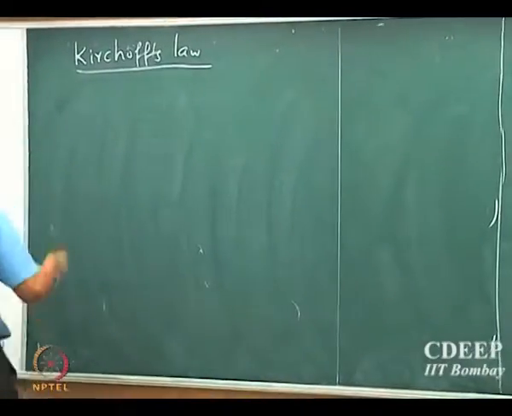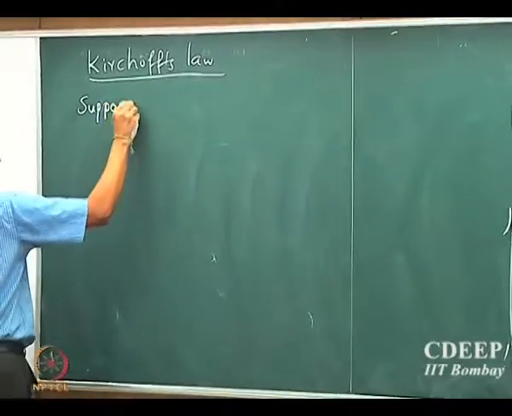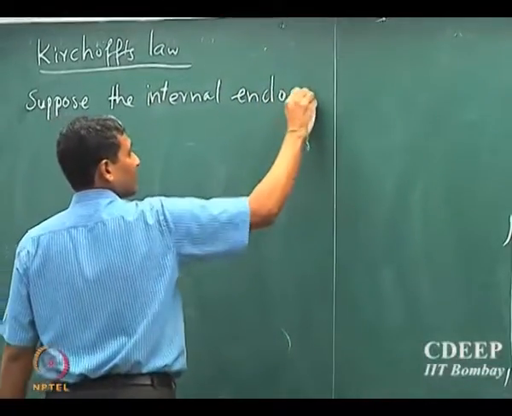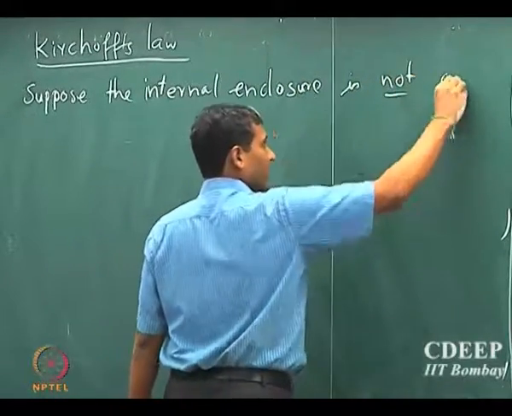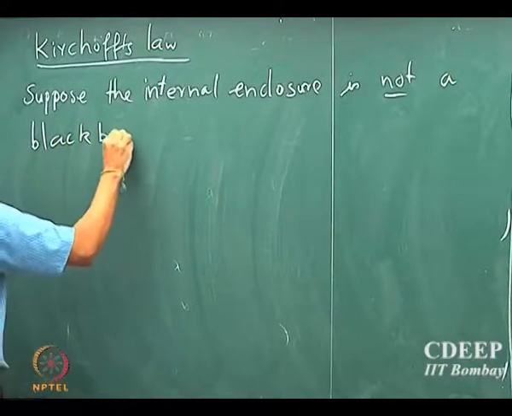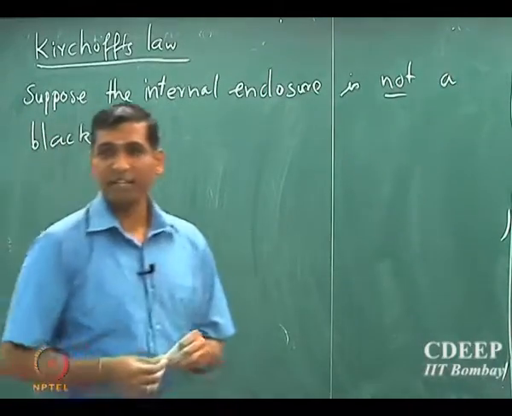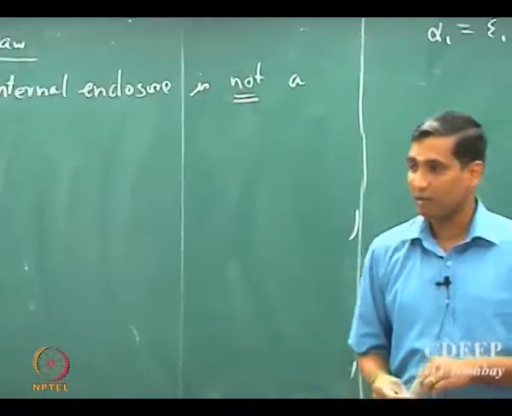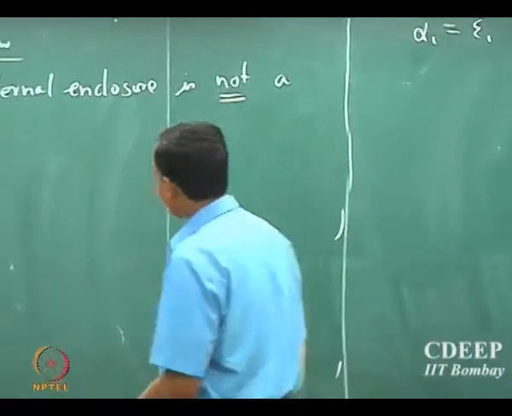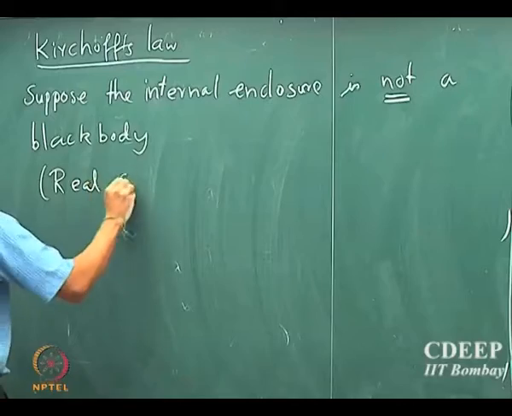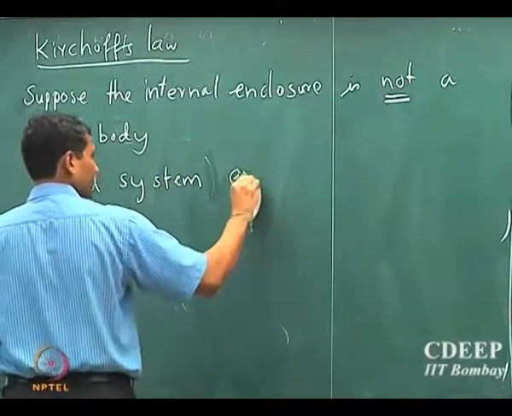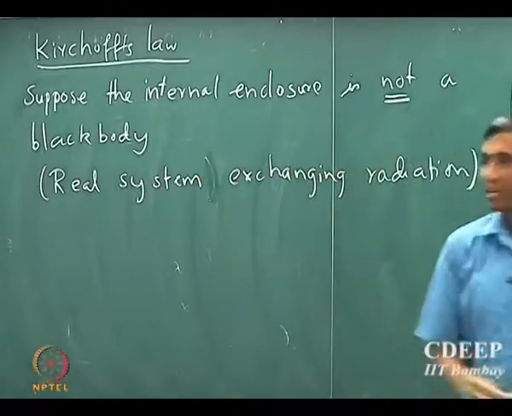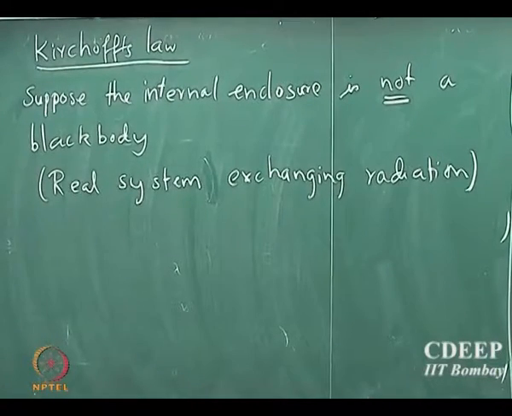Okay. Suppose we assume that the enclosure is not a black body. Suppose we say that the internal enclosure is not a black body, right. So, this is very important. Now we are going to relax the assumption of Kirchhoff's law, saying that the internal enclosure is a black body. So now we are really looking at a real system exchanging radiation, where the incident radiation is not that of a black body radiation.